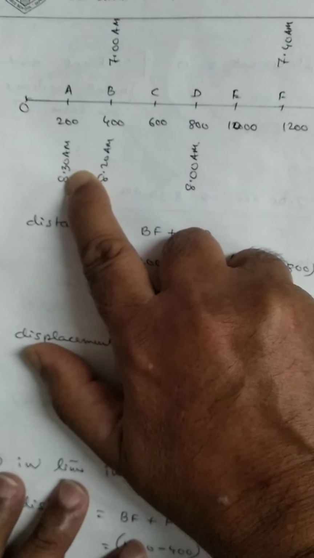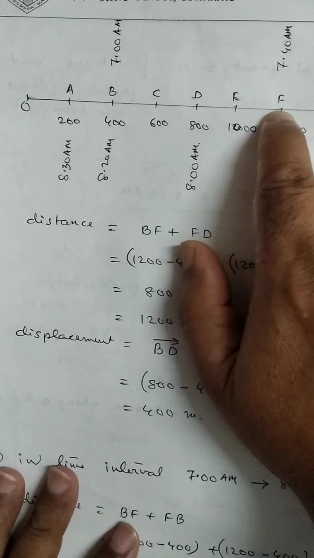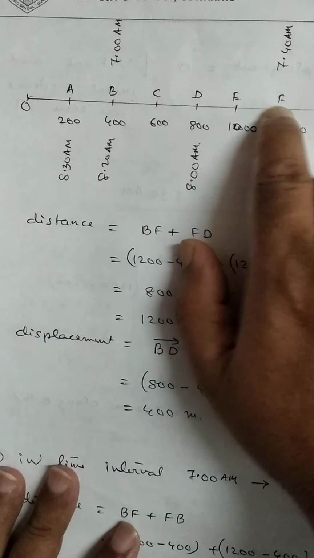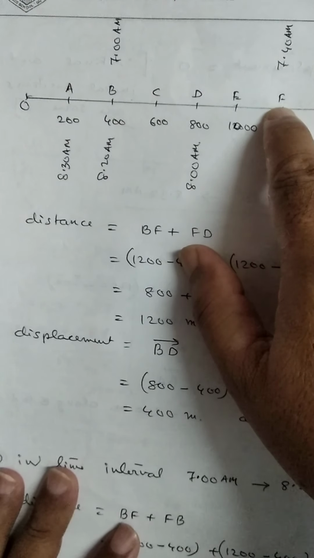The first question is, we have to calculate distance and displacement in the time interval 7 a.m. to 7:40 a.m. What is 7 a.m.? This is 7 a.m. What is 7:40 a.m.? This is 7:40 a.m. So this is the initial position, this is the final position.